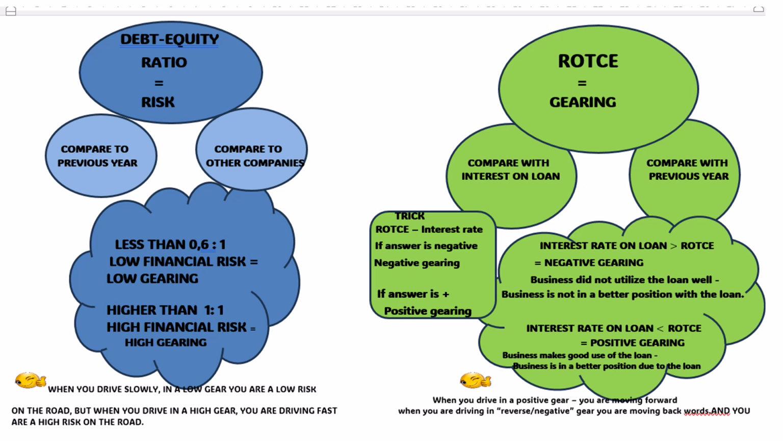So if it's more than 0.6, let's say 0.8, 0.9 to 1, it starts to get higher. If it's more than 1 to 1, it's high financial risk and the bank will not lend you more money. You are driving fast on the road, you are in a high gear, you are in 6th gear in your bakkie, and you are at high risk of making an accident. Okay, so that is not actually financial language, it's just an easy way for you to remember it.